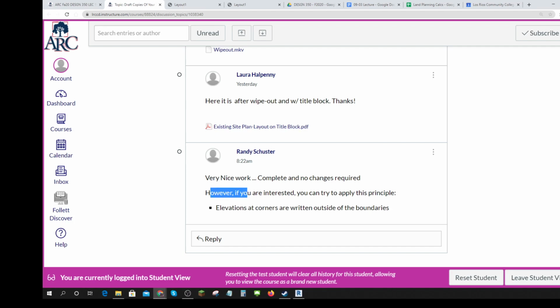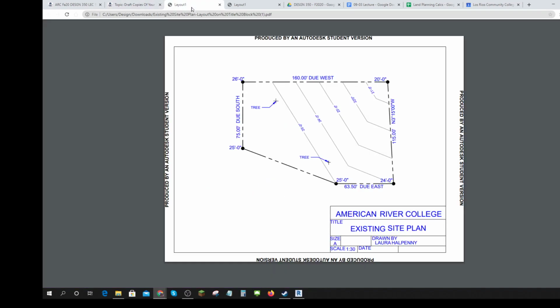But there is one other little principle that we could apply, and that's that elevations at corners are written outside of the boundaries. What does that mean? It means that right here, this 24 should be on the other side of the dot, and this 25 should be on the other side of the dot. And I'll tell you, I usually find one thing at a time to talk about, and I'll talk about this one. I'll do one more thing right now because this is part of what makes a good drawing.